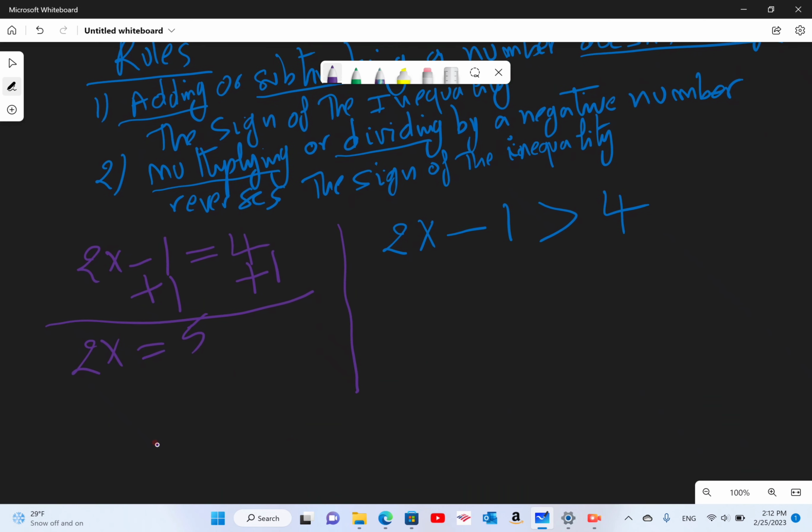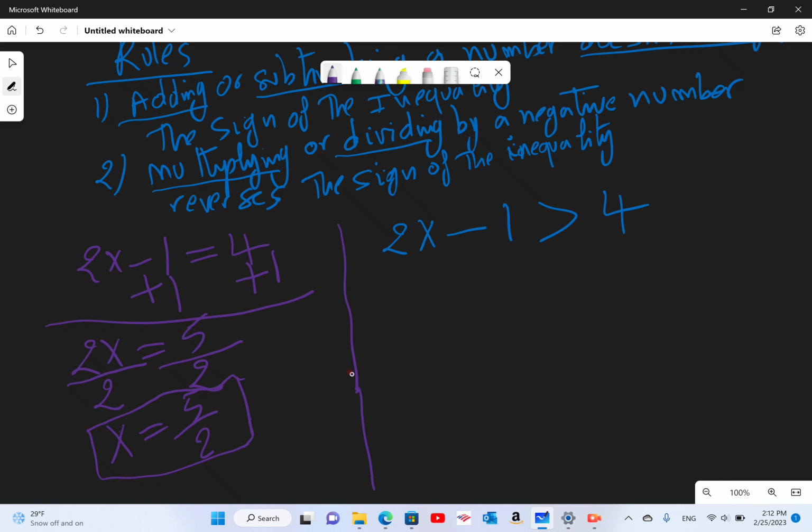The next step: we have x multiplied by 2. If we want to get rid of this 2, we divide by 2, because the inverse operation of multiplication is division. What we do to the left side, we do to the right side. So we also divide the right side by 2, the 2 cancels out, and we get x equals 5 over 2. This is the solution for this linear equation.